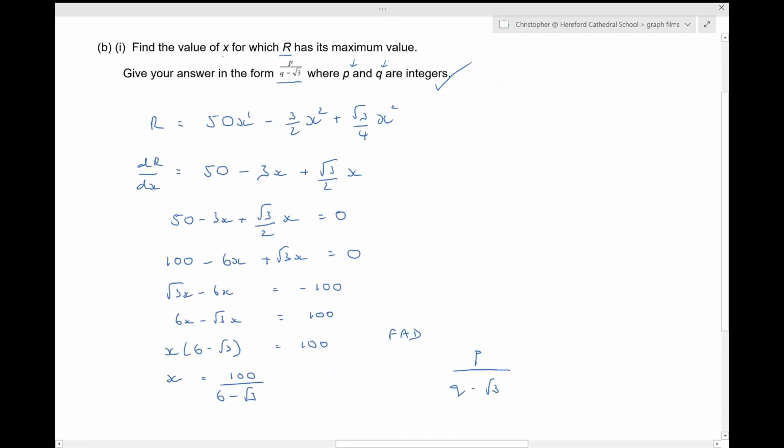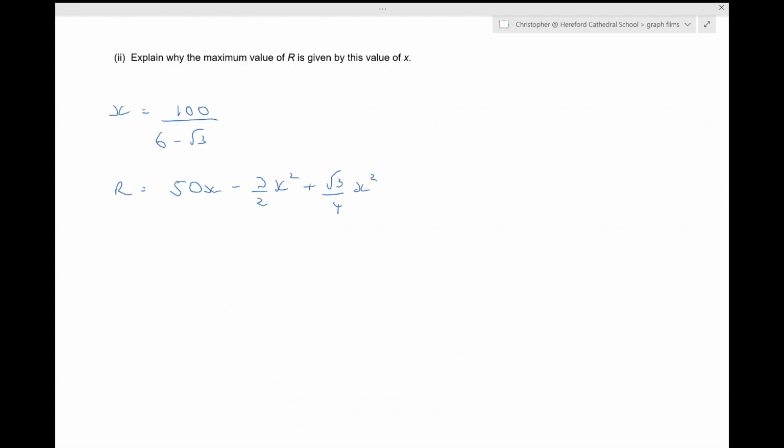Find the value of x for which r has its maximum value. I've done that. Good. Part B, part 2. Explain why the maximum value of r is given by this value of x. Let me just take a moment to make sure that you're clear on what the question is asking you here.